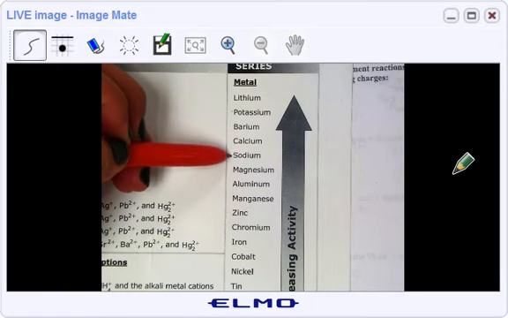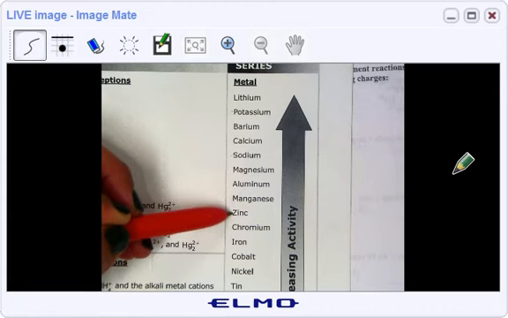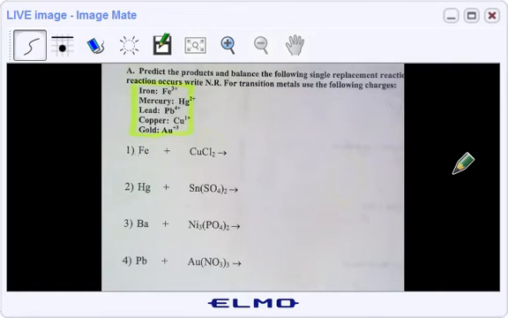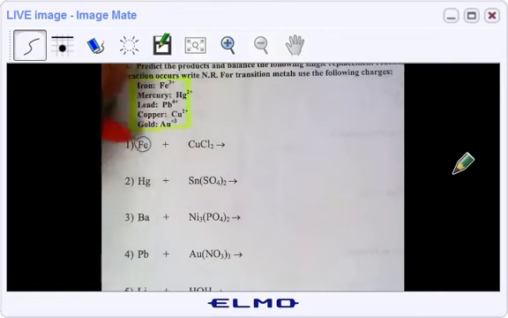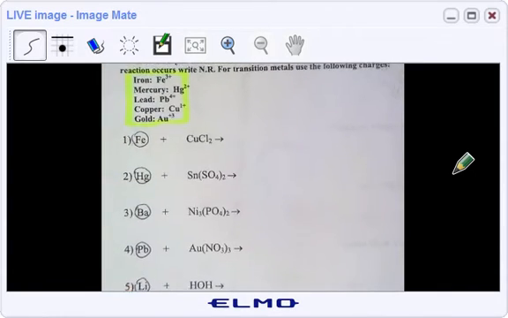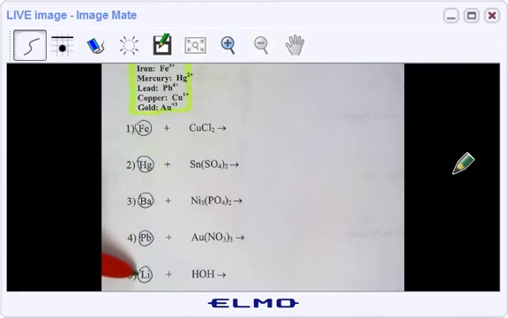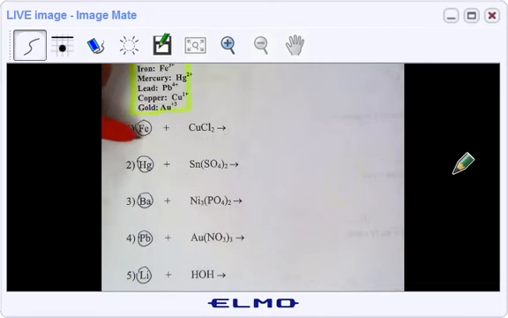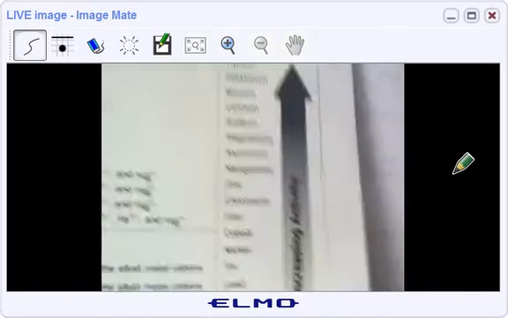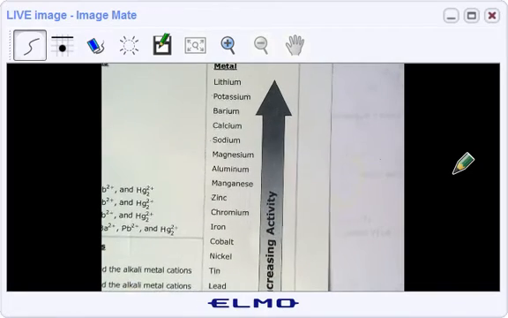Okay, but can sodium replace zinc? Yes, because sodium is higher than zinc. And that's how you're going to use this. And you always start off with the lone element. So what you're doing is checking to see if the one that I circled is able to replace one of the elements on the right hand side. Okay, so the first two elements we're looking at are iron and copper. So I'm going to look at my activity series and locate iron and copper. Can iron replace copper? So I'm looking for iron.